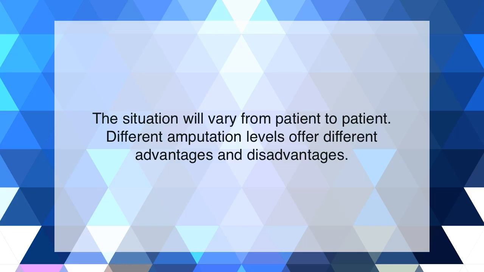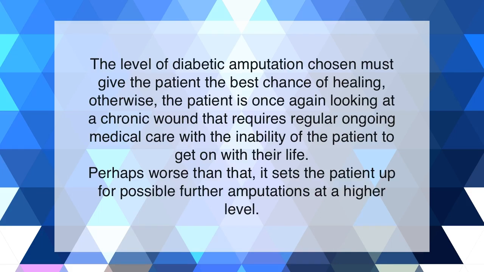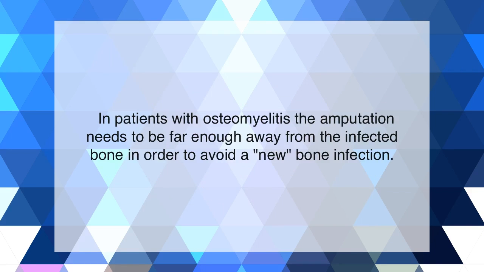There is a multitude of considerations that must be addressed in the decision of a diabetic amputation. The situation will vary from patient to patient. Different amputation levels offer different advantages and disadvantages. Considerations include the ability of the wound to heal. The level of diabetic amputation chosen must give the patient the best chance of healing, otherwise, the patient is once again looking at a chronic wound that requires regular ongoing medical care with the inability of the patient to get on with their life. Perhaps worse than that, it sets the patient up for possible further amputations at a higher level. In patients with osteomyelitis, the amputation needs to be far enough away from the infected bone in order to avoid a new bone infection.